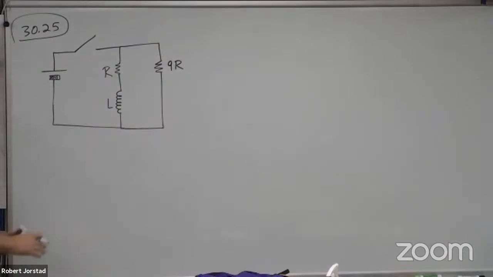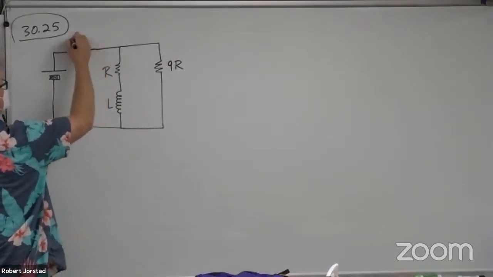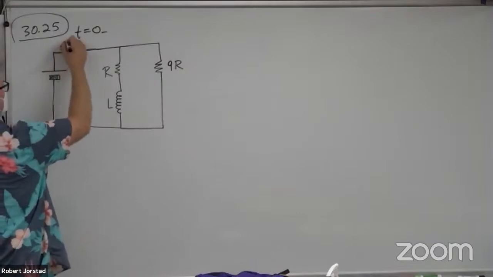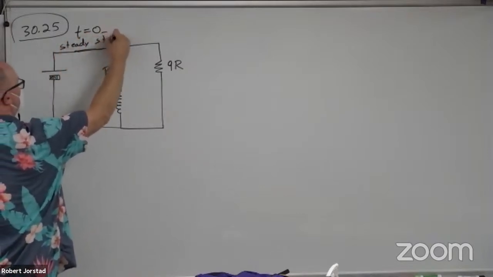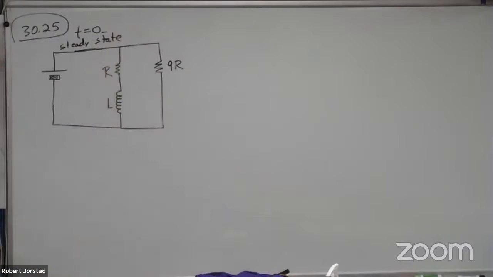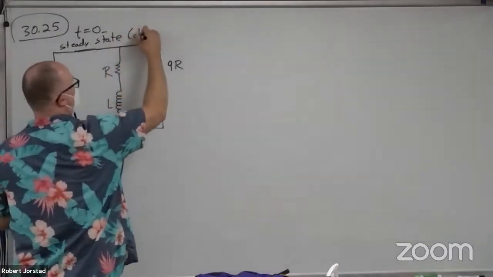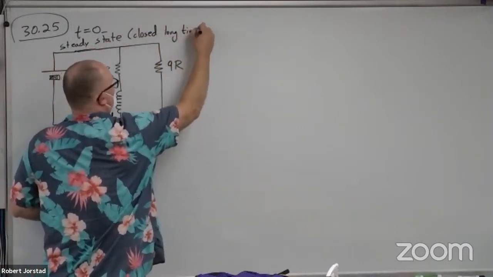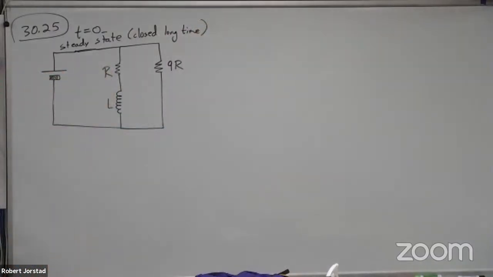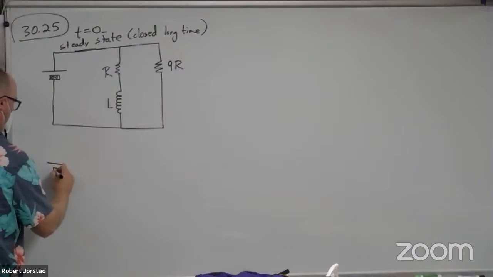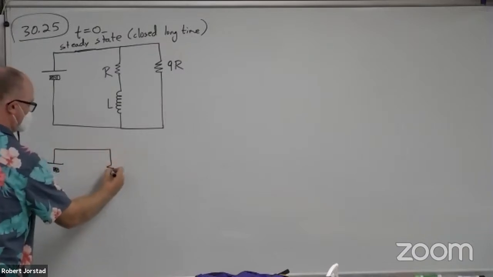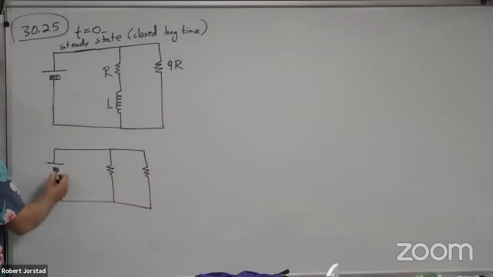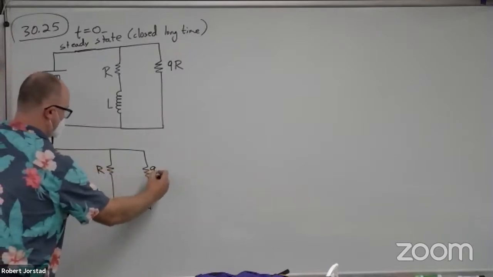Okay. Let me ask you this. Let's start with the switch closed, and we're going to say this is steady state. Have you seen the word steady state before? I think we've said it. Steady state just means closed a long time. If this is closed for a long time, what does the inductor look like? A short. So do you agree it's equivalent to this circuit? Yes, probably. The L disappears. I have an R and a 9R.